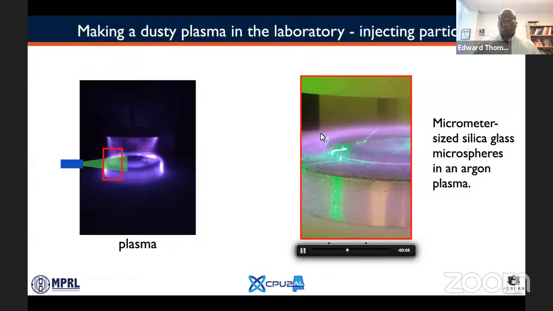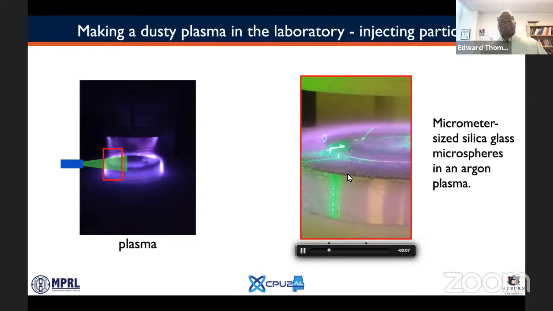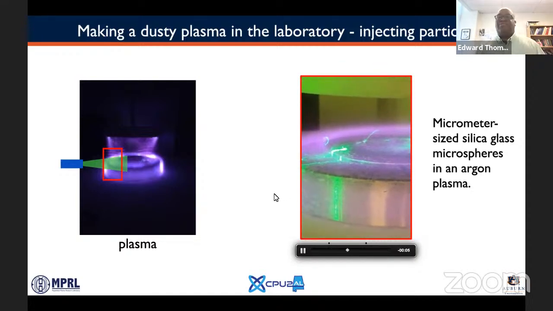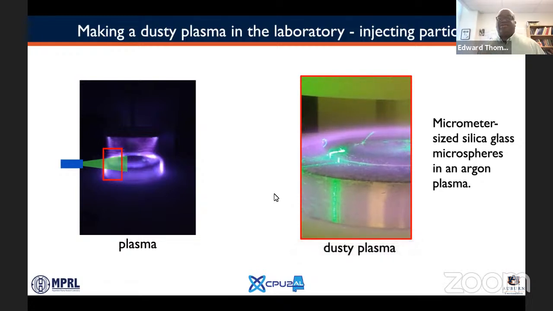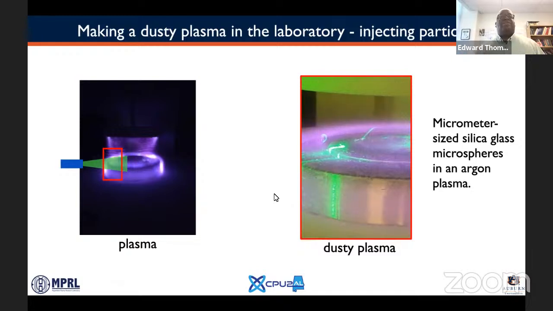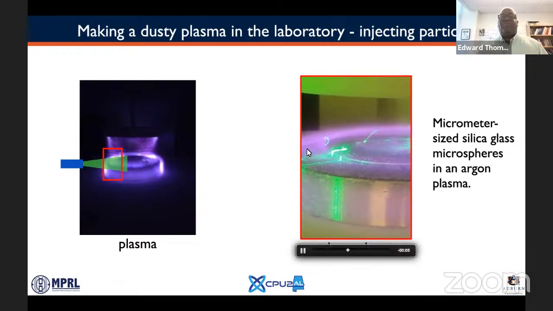And then this little structure and these other little structures that you're seeing in green, those are the dust particles that are actually suspended in this particular experiment. And these are micrometer size silica glass beads, microspheres, that are suspended in an argon plasma and forming these really fun little rotating structures.